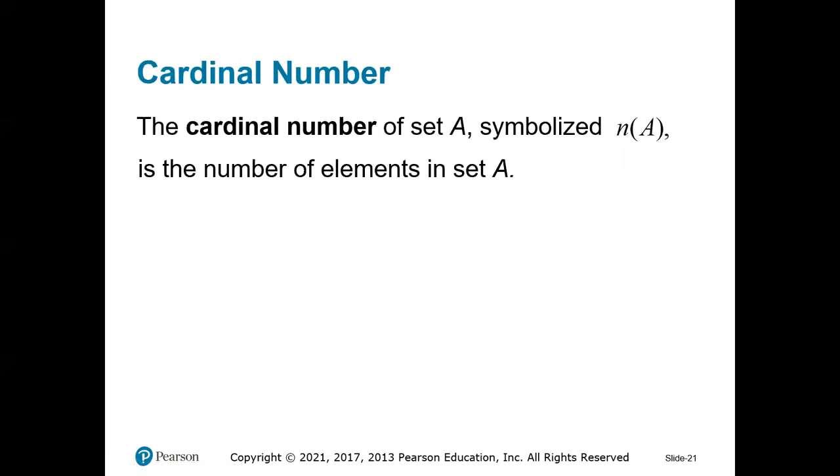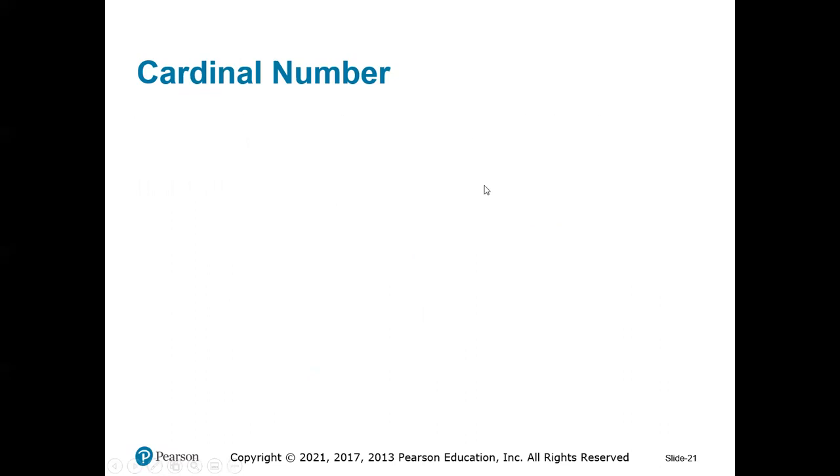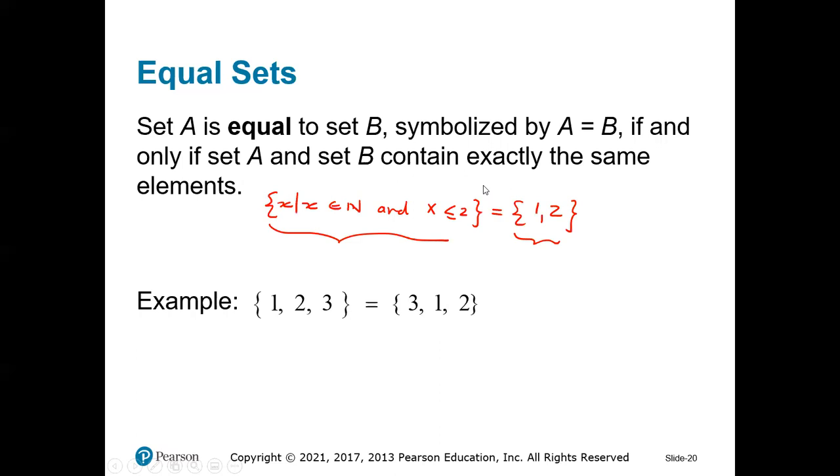The cardinal number of a set, you can call it N of A if you're talking about the set A, is the number of elements of set A. So if I go back to this example, suppose I call this set C, for example. What will be N of C? What's the cardinal of C? Let me see if I can delete this. Oh, here's C. So what will be N of C?